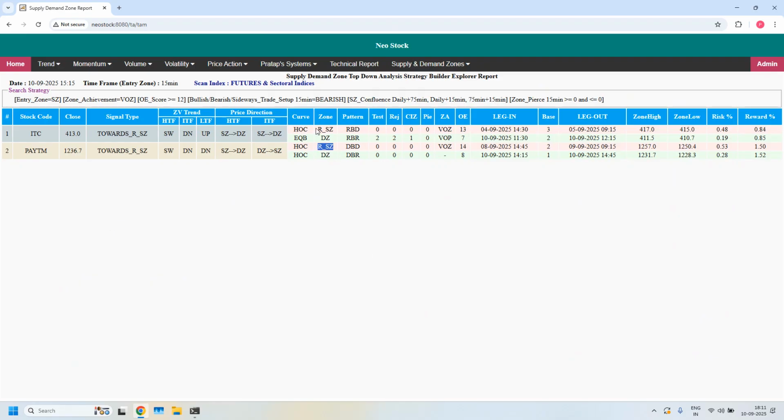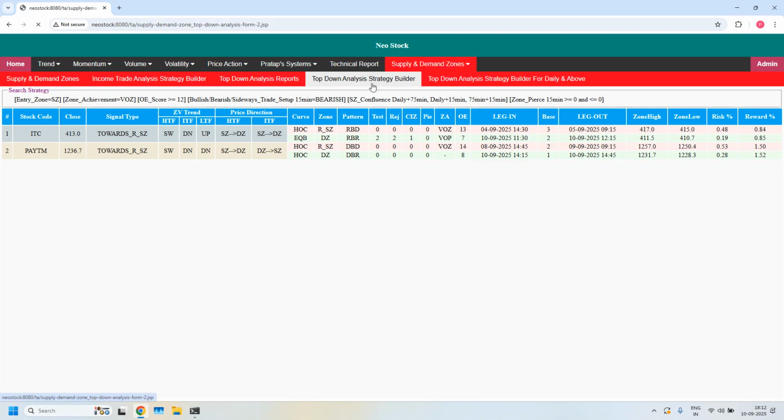All these 15 minute supply zones overlapped with 75 minute supply zone. Both together again overlapped with daily supply zone. But daily trend is sideways. Sideways trend EMA confluence does not give any advantage. So this is bearish trade setup for daily income trade. So we have completed the income trade generation.